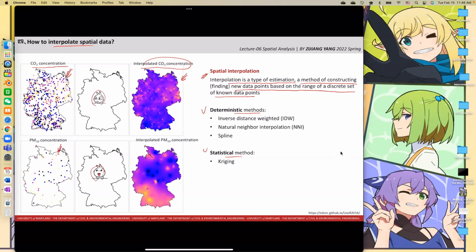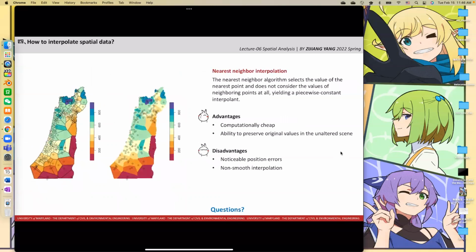For the deterministic methods, we have inverse distance weighted methods, natural neighbor interpolation methods, and spline methods. For the statistical methods, that is the Kriging method. And because of time, because we are not going to do the calculation, I may ignore some of the text. I will just avoid reading some of them.